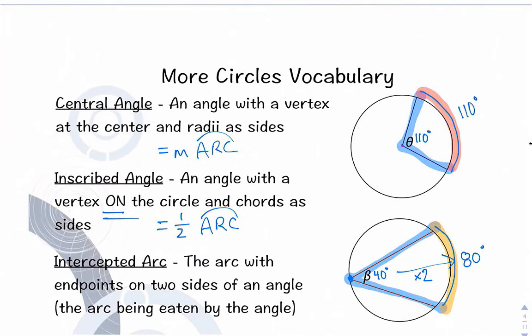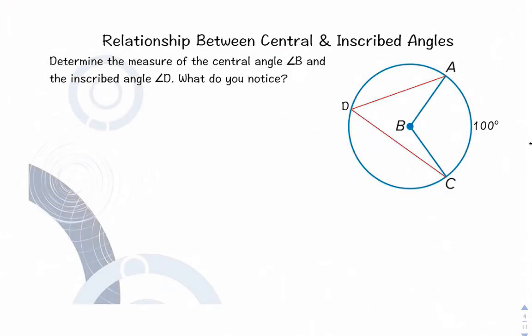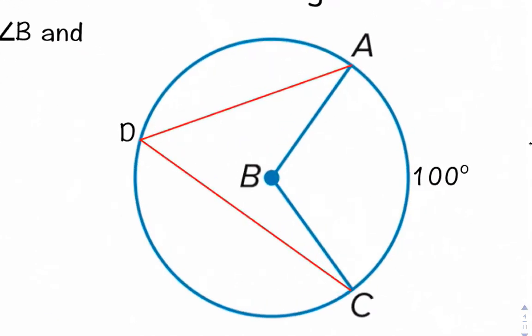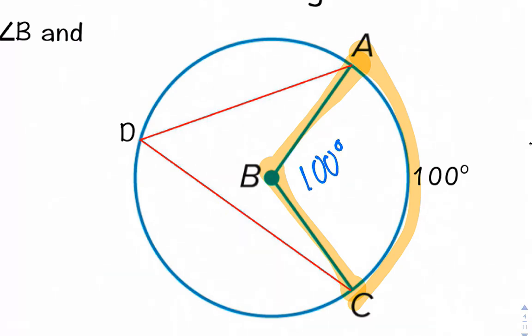All right, so now let's take a look at the relationship between the two, central angles and inscribed angles. Well, if we know how both of them relate to that intercepted arc, then we can find a relationship between the two. So here I want to determine the measure of the central angle, angle B, and the inscribed angle, angle D, and then figure out, what do we notice? So if I look at this picture here, I have our central angle and our intercepted arc. The measure of this intercepted arc is 100. Well, recall that those are equal, so this is 100 degrees.